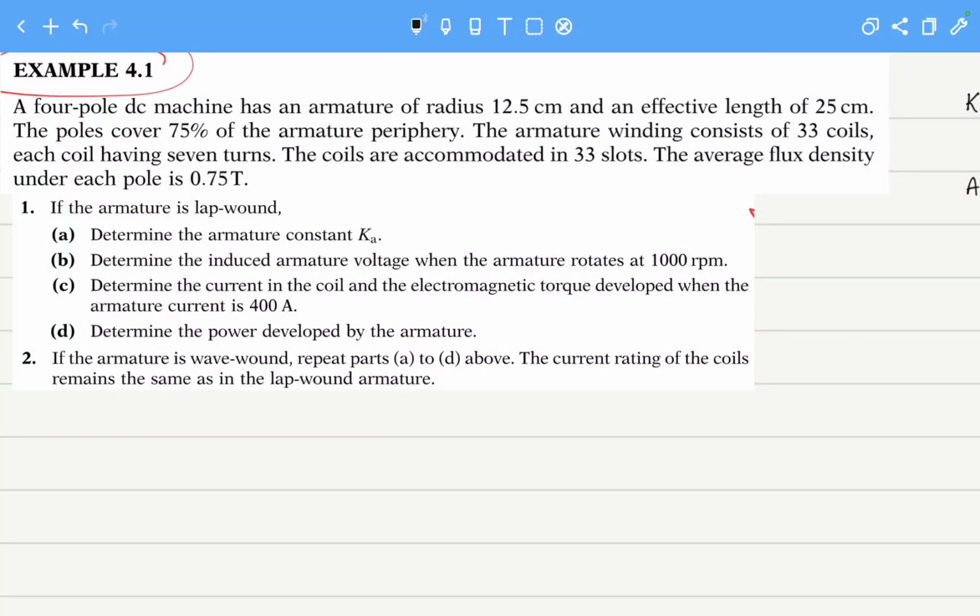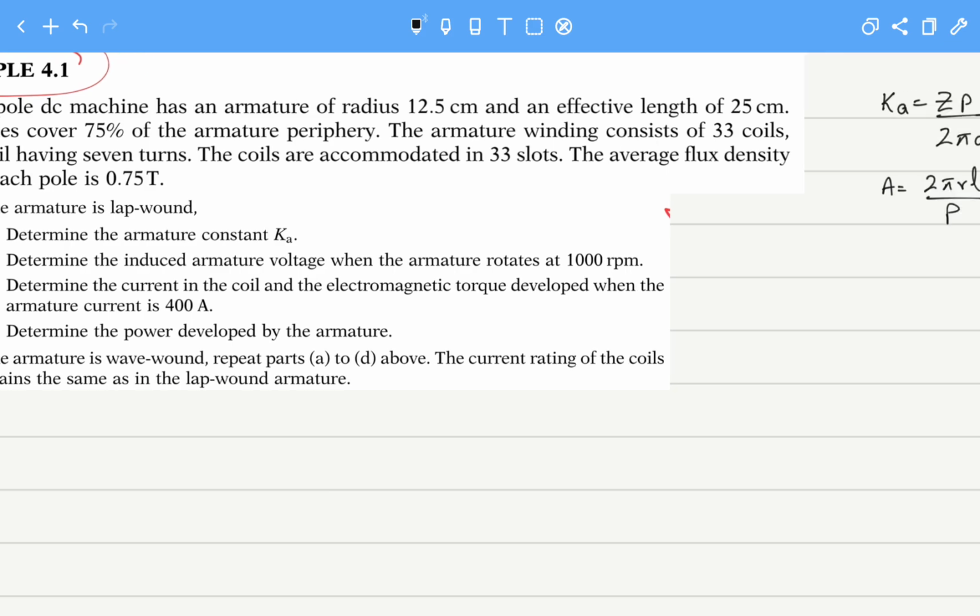So, dear students, this is a question dealing with a DC machine, and in this question, we will be calculating the machine constant, and determining the internally generated voltage and the currents in the coil and these things.